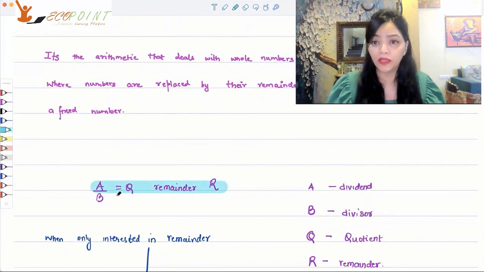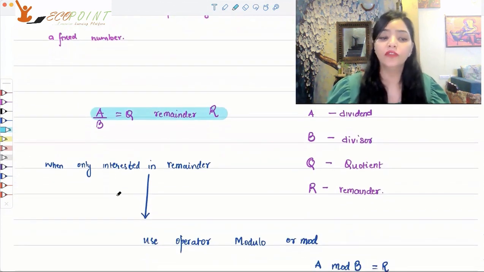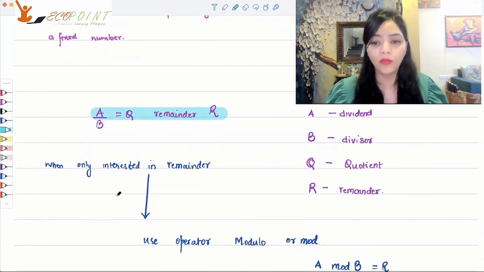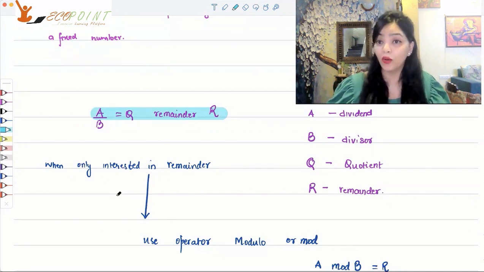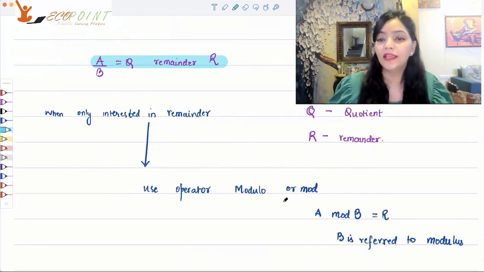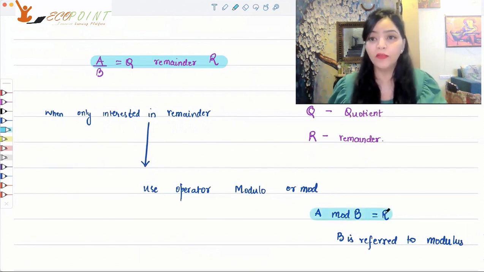There can be times when we are just interested in the remainder. That is what modulo or modular arithmetic is all about. We use modulo, or mod, in that case. So when a divided by b gives a quotient q along with the remainder r, I'm going to write that expression as a modulo b is equal to r. I'm focusing on the remainder.